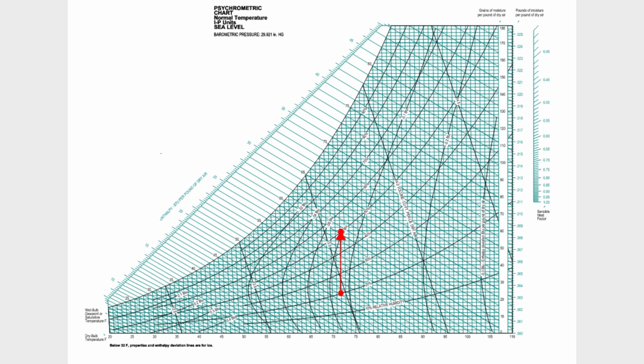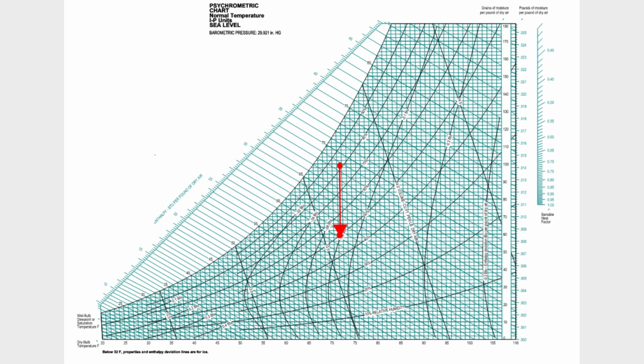Moisture is added to the air. Dehumidification process moves vertically downward in the psychrometric chart. Moisture is removed from the air.